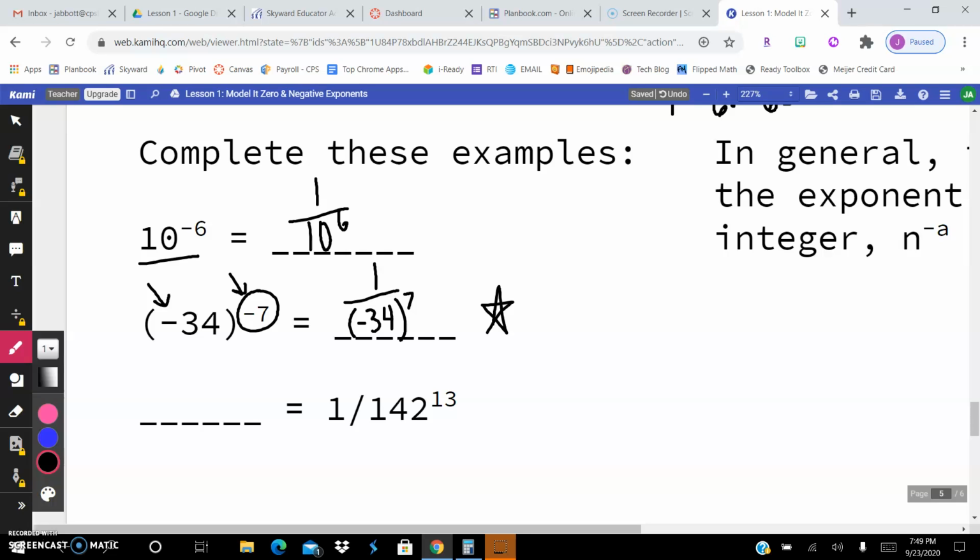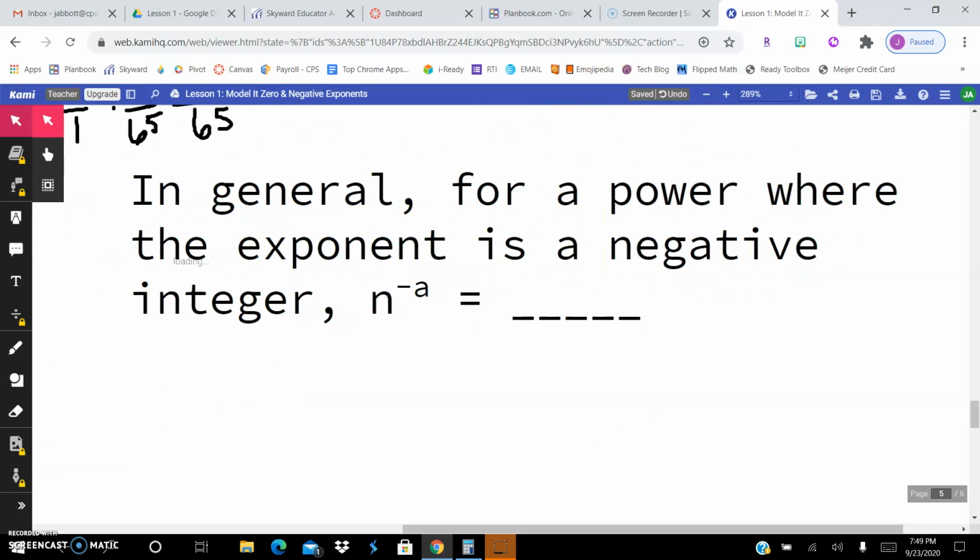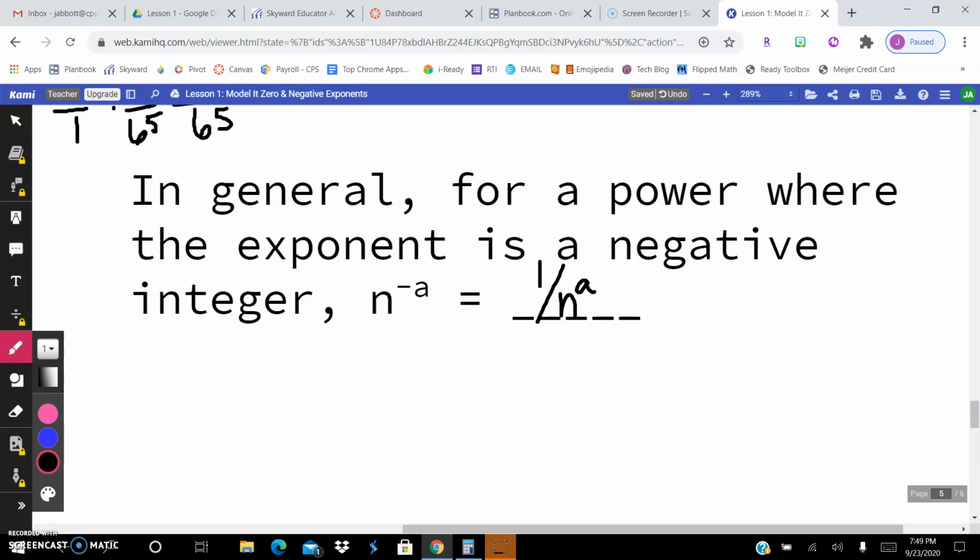This one gave us the answer of 1 over 142 to the 13th. What was the beginning problem? Well, I see that fraction and I see this exponent became positive. So flipping it around, going backwards, we must have started with 142 to the negative 13th power. So here's kind of the definition for what we're doing. In general, for a power where the exponent is a negative integer, n to the negative a power is going to be equal to 1 over n to the positive a power.